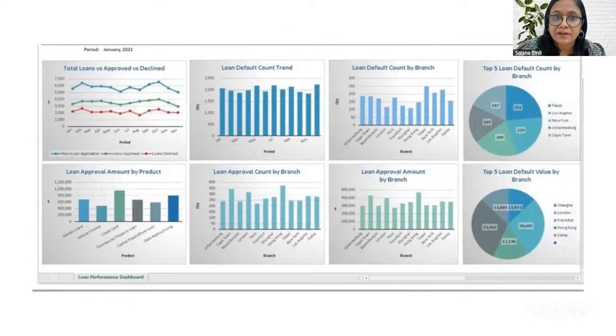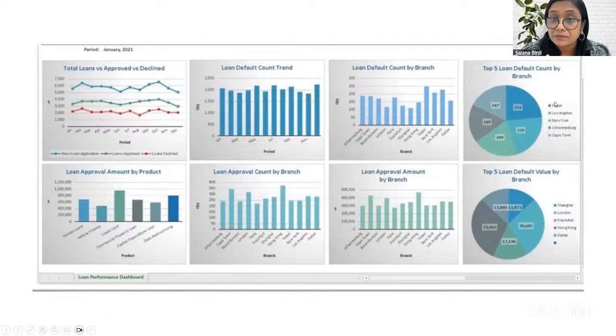Look at the bar graph next to it, showing the loan default count trend. You see both of them, trend versus trend, but represented in a different way. Then we have the loan default count by branch. Branch-wise, what was the loan default? That's indicated over here. And look at that pie chart: top 5 loan defaults by branch.